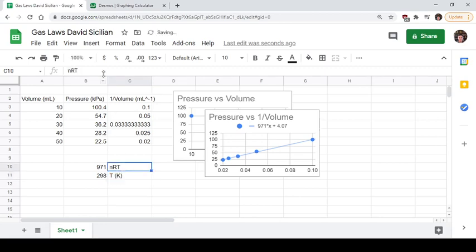Now, this nRT, remember, we obtained from our slope. Our slope is a rise over a run here. So the slope of our data is the rise in pressure over the run, which is 1 over milliliters, or inverse milliliters. So the units of our nRT here are actually going to be kilopascals divided by the run, which is inverse milliliters. So this ends up being kilopascals times milliliters.